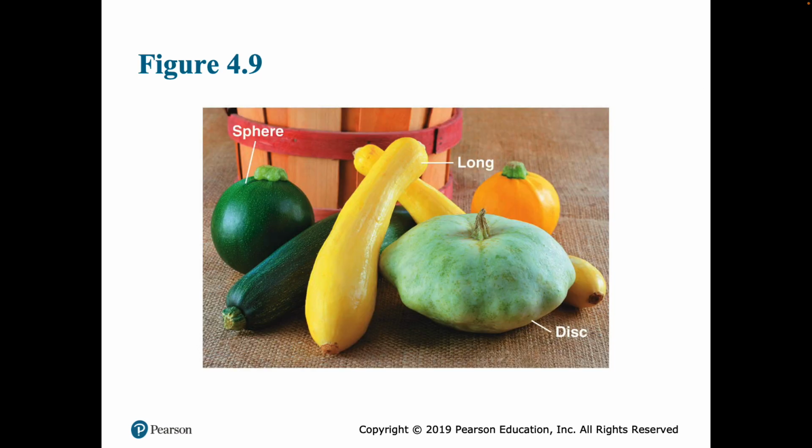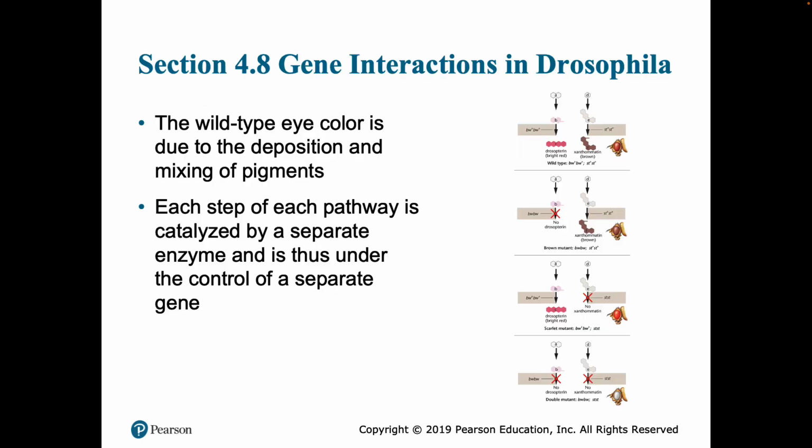And so this is what these look like. So this is the disc-shaped fruit. This is a spherical fruit, and this is a long one. So now you can think of like your zucchini and squash. They are homozygous recessive for both genes controlling the shape of the fruit. And we also have these types of gene interactions that can occur in things like Drosophila as well.